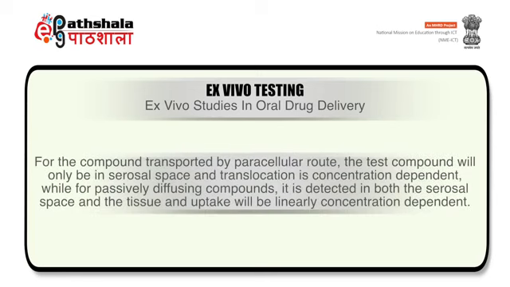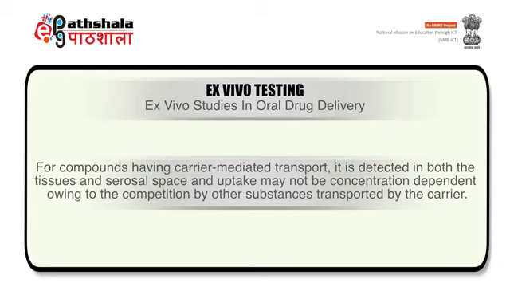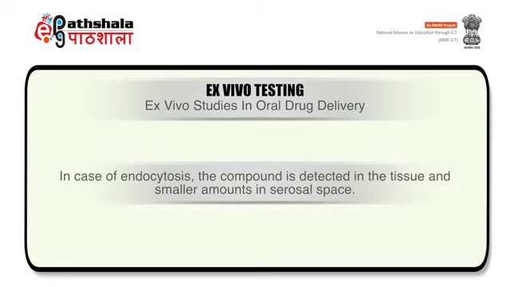For the compound transported by paracellular route, the test compound will only be in the serosal space and translocation is concentration dependent, while for passively diffusing compounds it is detected in both the serosal space and the tissue, and uptake will be linearly concentration dependent. For compounds having carrier mediated transport, it is detected in both the tissues and serosal space, and uptake may not be concentration dependent owing to the competition by the other substances transported by the carrier. In case of endocytosis, the compound is detected in the tissue and smaller amounts in the serosal space.